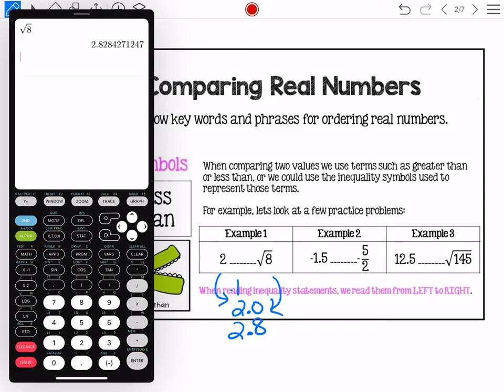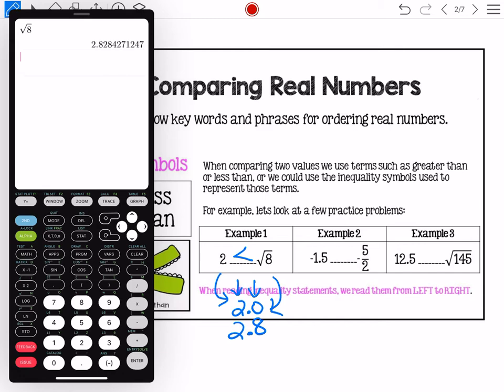So if I look at the ones place, 2 and 2, I can't really compare anything there because they're the same. So then I just move to the next place value, which happens to be the tenths place. Here I can see that 0 is less than 8. So 2 is less than the square root of 8. And then I just put my inequality symbol. And again, we read from left to right. 2 is less than the square root of 8.